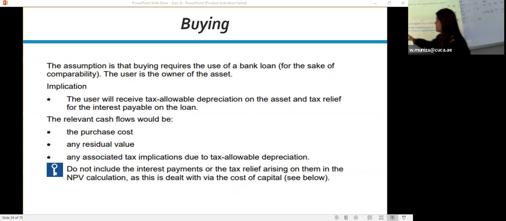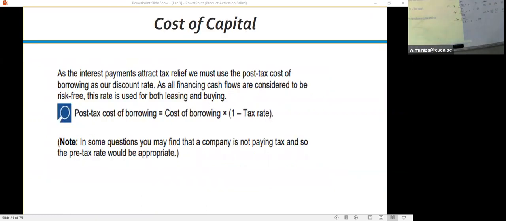Do not include interest payments or the tax relief arising on them in the NPV calculation, as this is dealt with via the cost of capital. So the 1 minus T factor will be dealt with in the cost of capital factor. You are going to adjust the cost of capital in order to incorporate the tax factor, tax relief on the loan. So how are we going to adjust it? Post-tax cost of borrowing is equal to cost of borrowing multiplied by 1 minus tax rate.